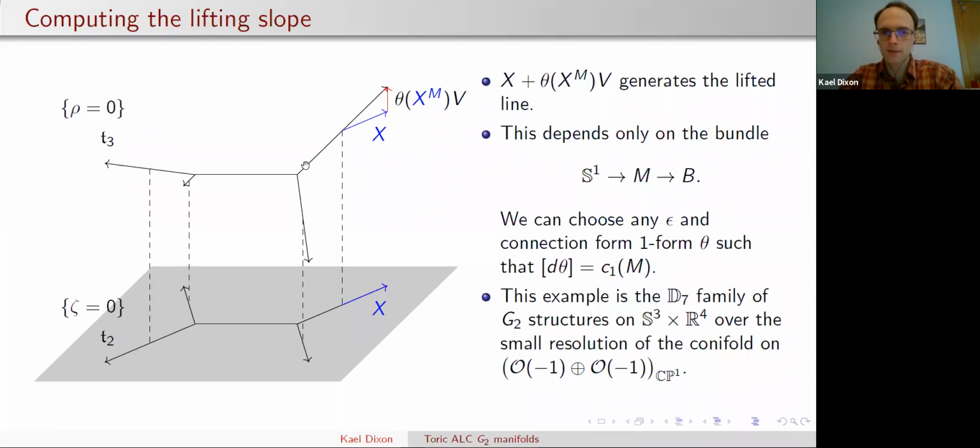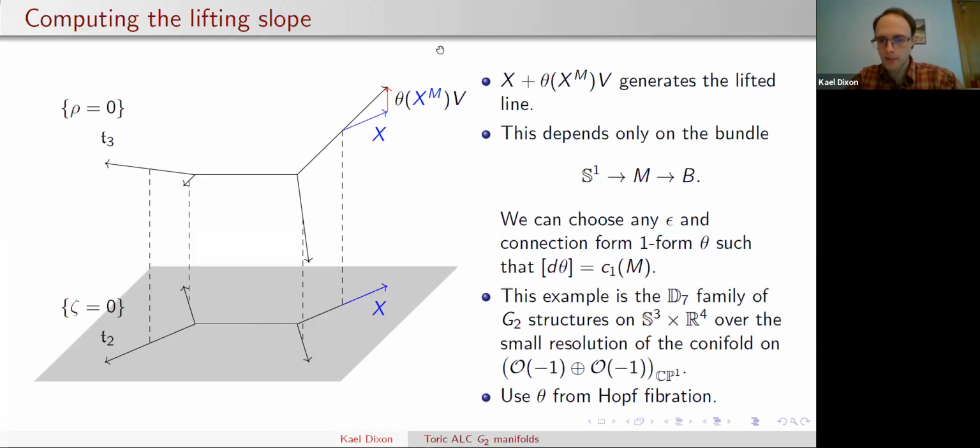So in this example, I've drawn the G2 manifold. Upstairs is the D7 family of G2 structures on S2 times R4, and downstairs is the PQ web for the small resolution of the conifold. The manifold there is this vector bundle over CP1. So topologically, the important part is that it's just an S3 bundle over CP1, so we can choose theta to be the Hopf fibration, and then once you get everything lined up, it's not too difficult to see how these slopes get put in.